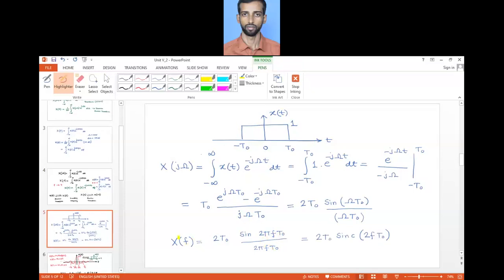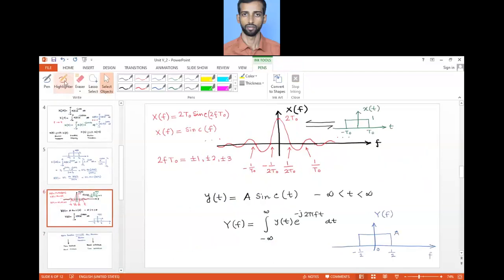So ultimately this expression becomes X(f) equal to 2T₀ sinc(2fT₀). So if you have the signal x(t) in the time domain, ranging from −T₀ to +T₀ with an amplitude equal to 1, then in the frequency domain it gives rise to a sinc function, equal to 2T₀ sinc(2fT₀). How do they look?